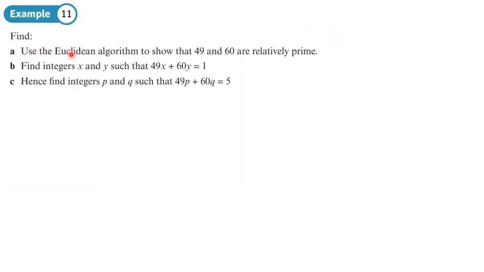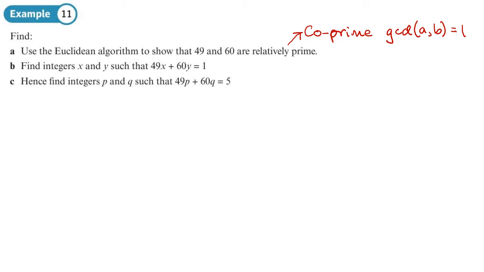Okay, so use the Euclidean algorithm to show that 49 and 60 are relatively prime. So relatively prime is another way of saying coprime. So you can say coprime or relatively prime. It basically means that their greatest common divisor is 1.